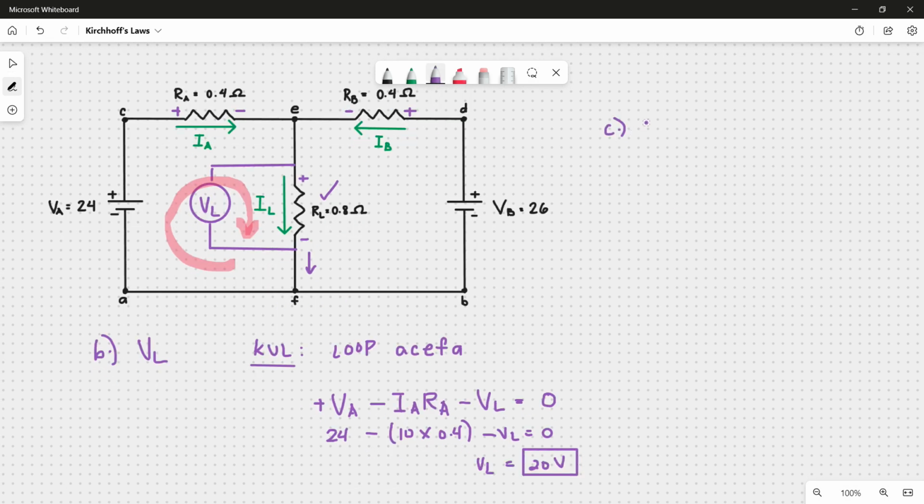Finally, for letter C, we have to find the power delivered to the load PL. From the power formula, P is equal to IV, or current times voltage, which is 20 times 25, and we'll get the answer of 500 watts.